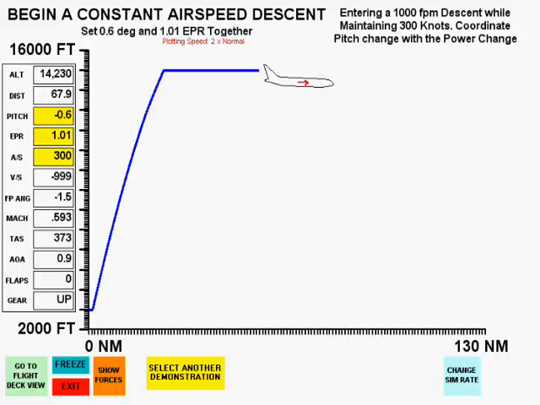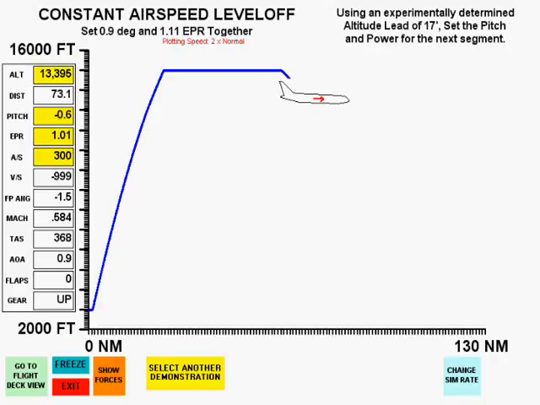Next, we will level off at 13,000 feet at the same 300 knots. And again, since this is a constant airspeed maneuver, we will coordinate pitch changes with power changes. We will use the experimentally determined altitude lead of 17 feet.